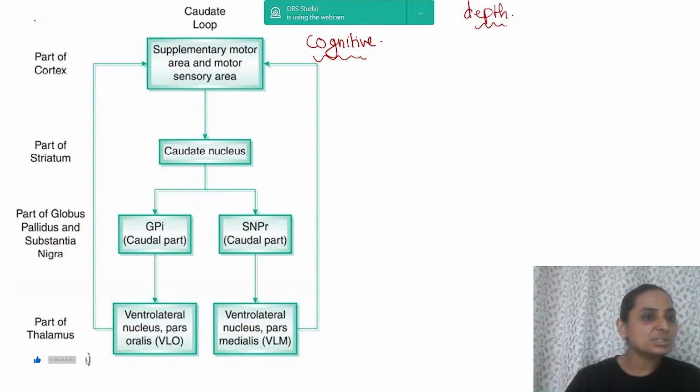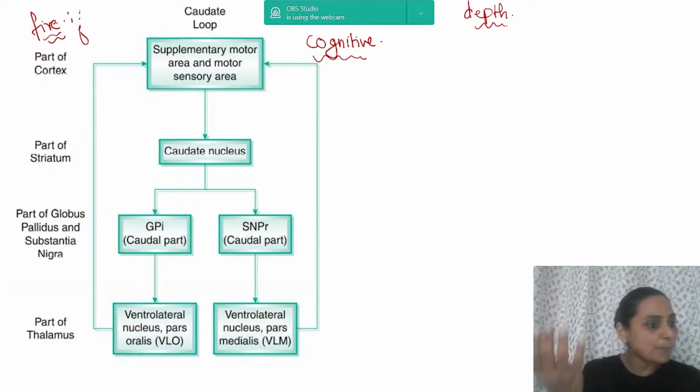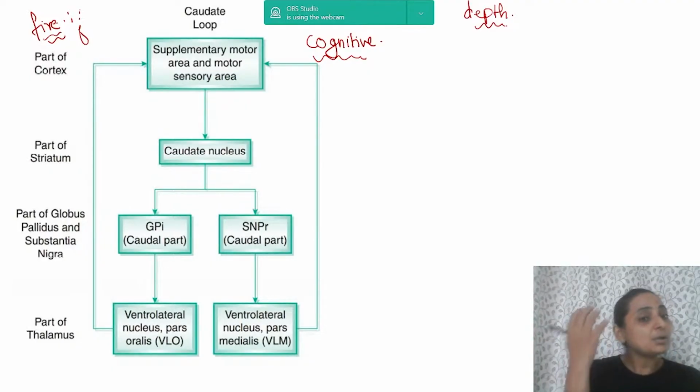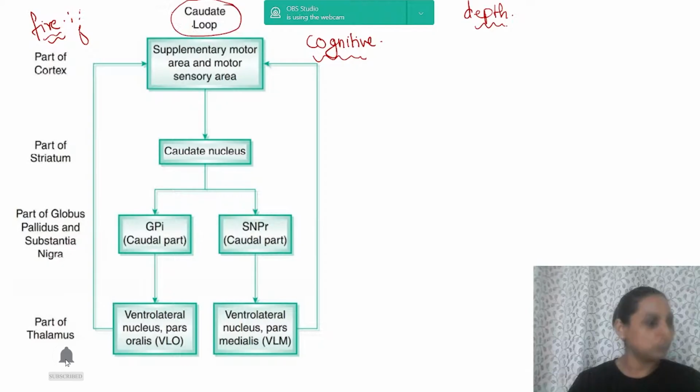Now suppose you see a fire. Before you run or before you put water, before you bring about the physical component of that, there is going to be a cognitive component. That cognitive component will be brought about by the caudate loop.